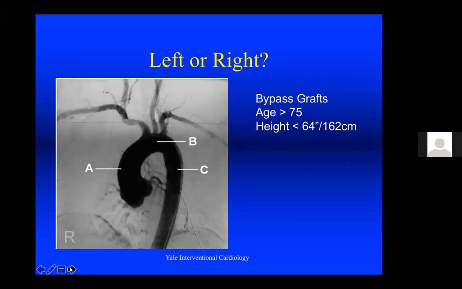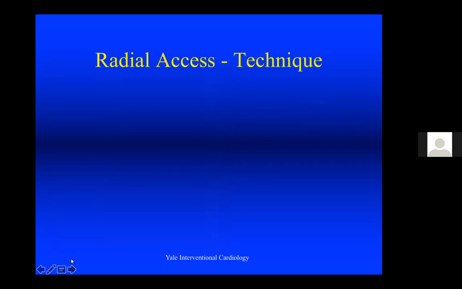Our labs are set up so that the operators stand on the right side of the table. And if you do left radial access, there's a variety of ways that you can bring the left arm toward the right side of the table so that you can still stand on the right side and have access to the left radial artery. So how should you go about radial access?